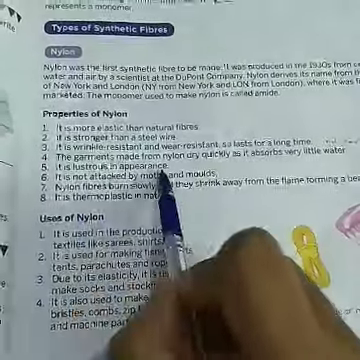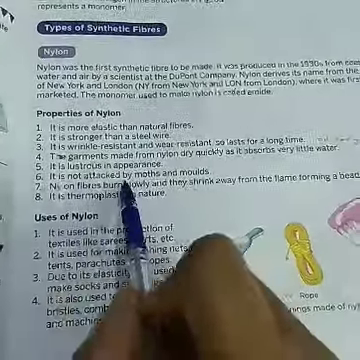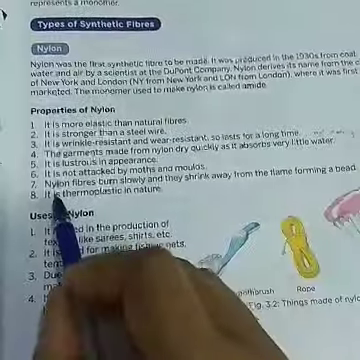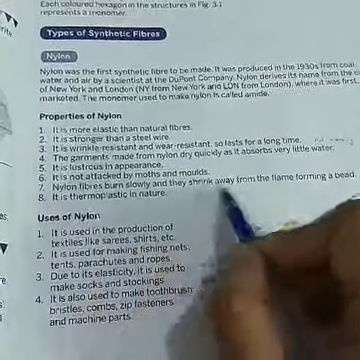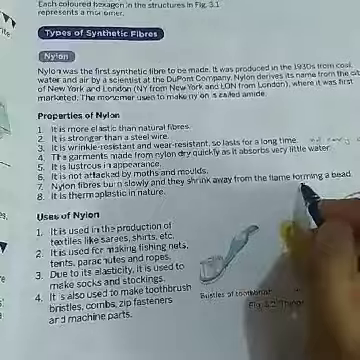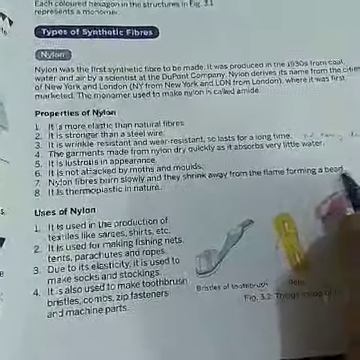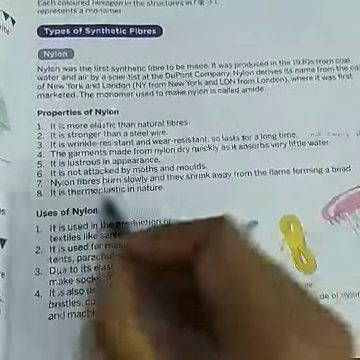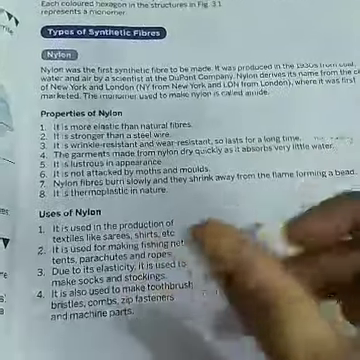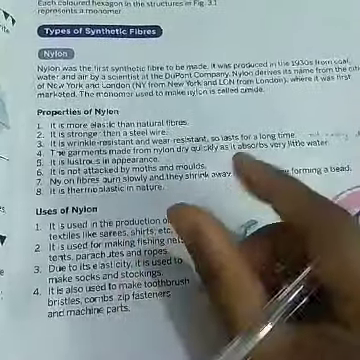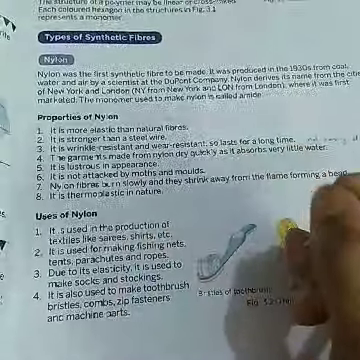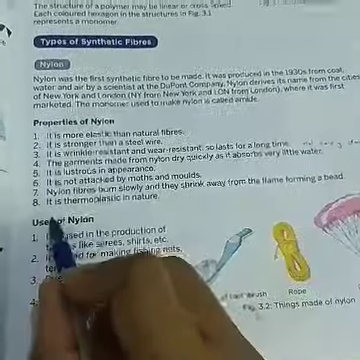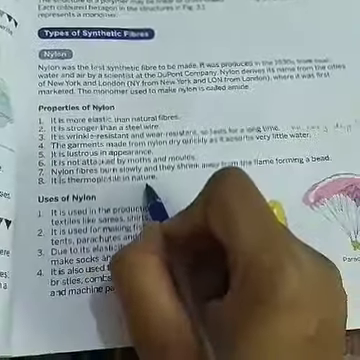It is lustrous in appearance. It is not attacked by moths and molds. Nylon fibers burn slowly. They shrink away from the flame, forming a bead. Bead means small balls. When you burn nylon, they shrink, become small in size and change into small beads. They are thermoplastic in nature.